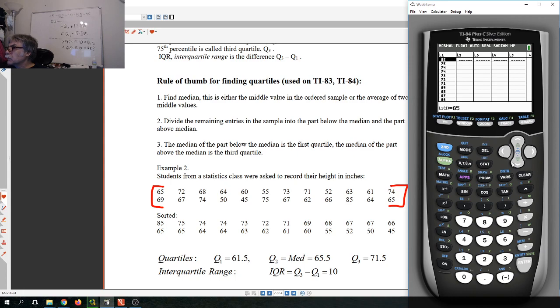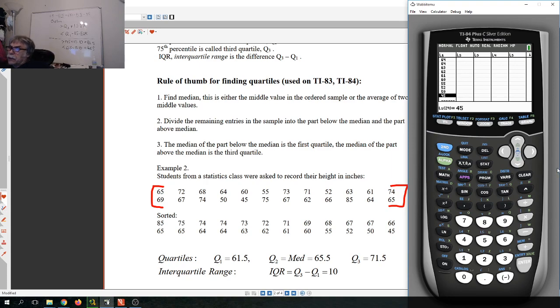Okay, and the smallest item in the sample is number 24, and that is exactly 45. I don't have anything else there.